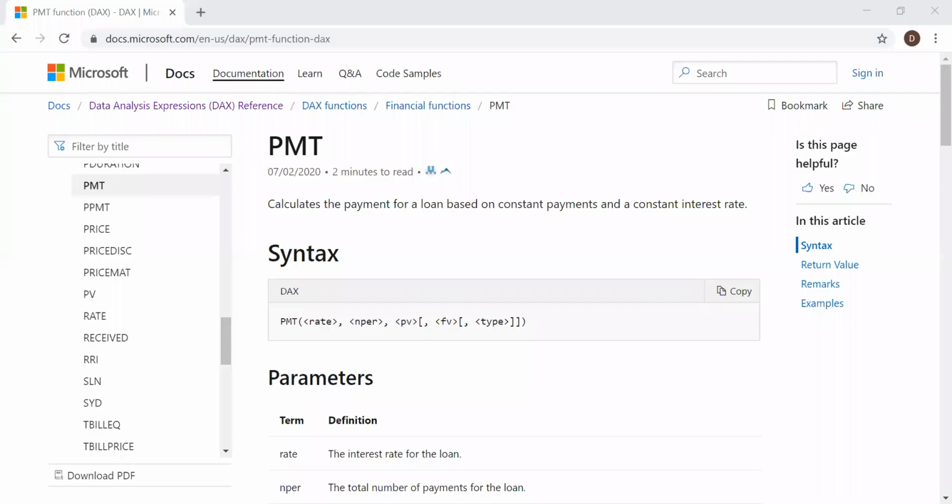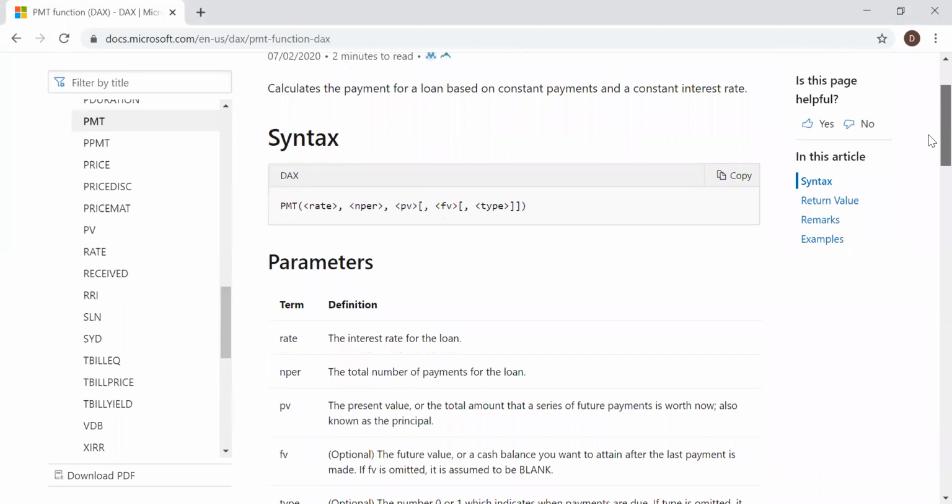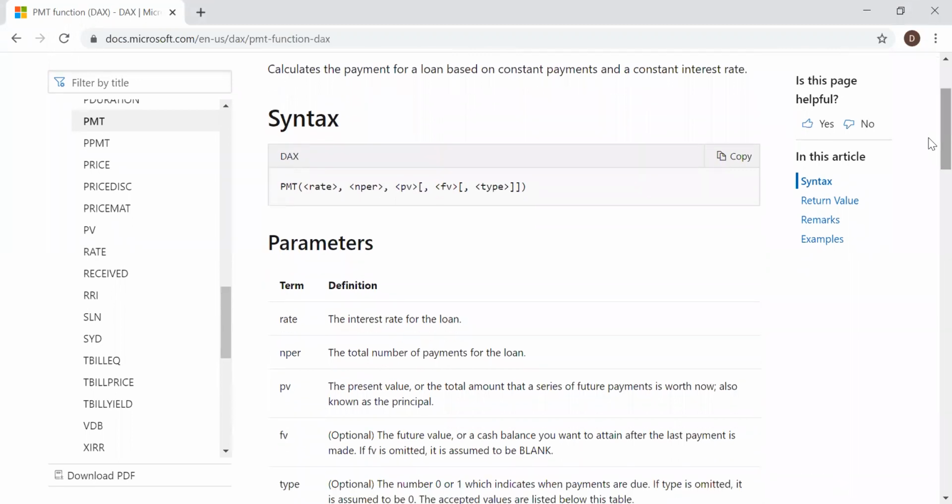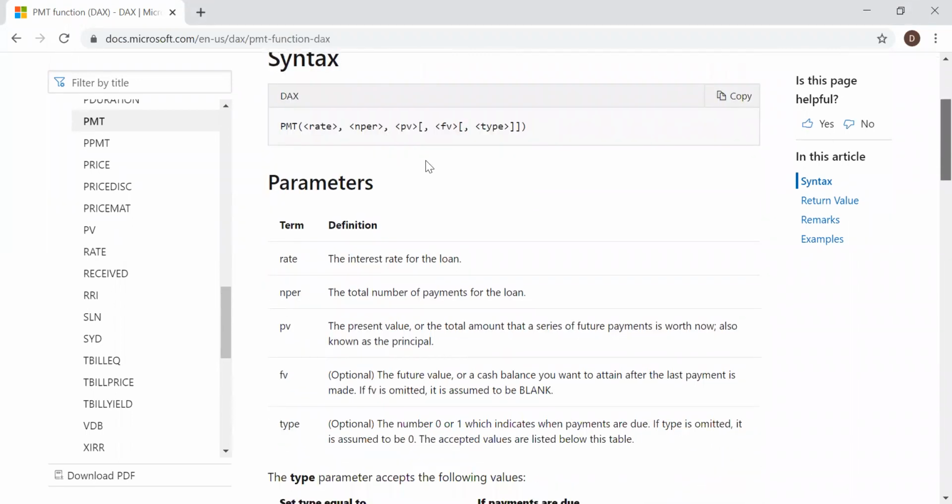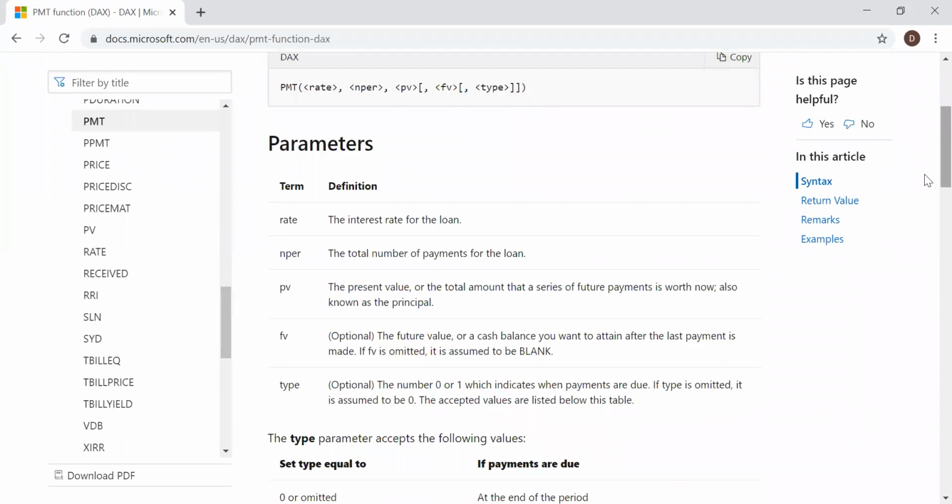Here we have the definition and the syntax. Calculates the payment for a loan based on constant payments and constant interest rate. So basically, it helps to determine the periodic payment amount on a loan. So if I scroll down a bit here, we have the syntax and it takes 5 parameters. And we have the definition for each of the arguments.